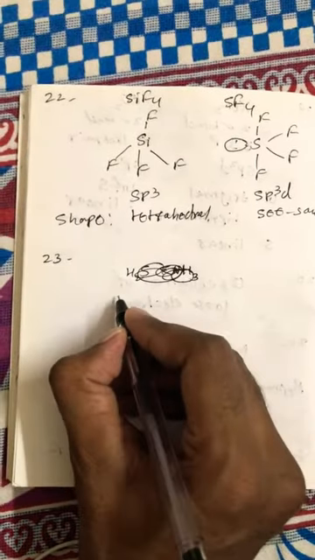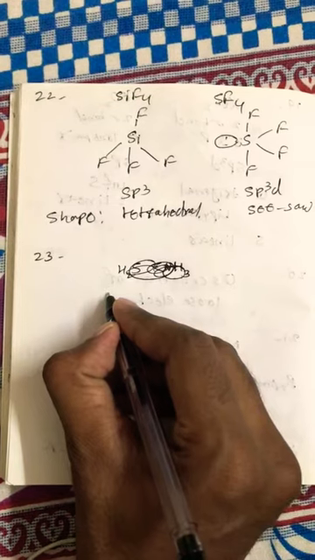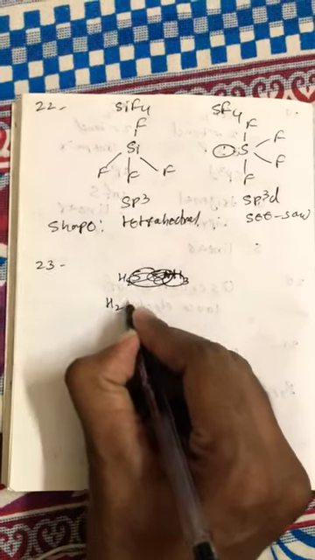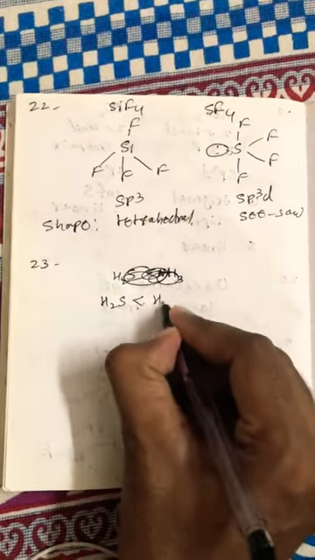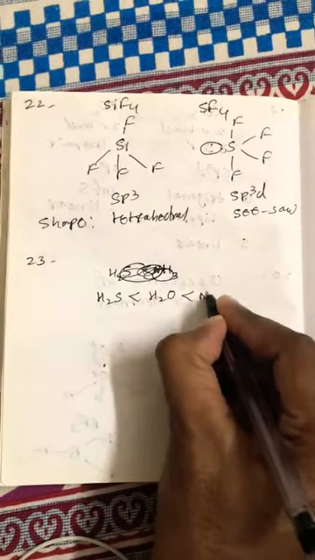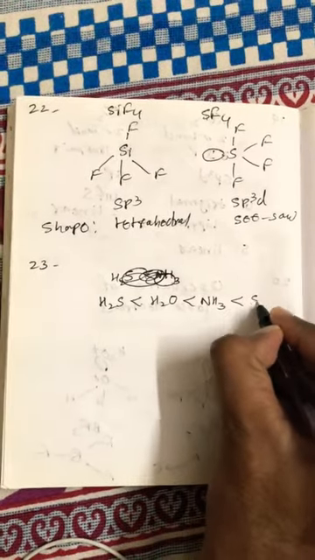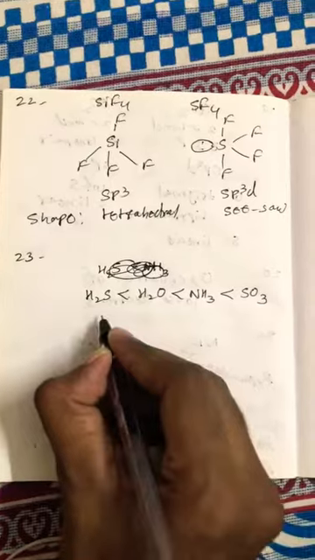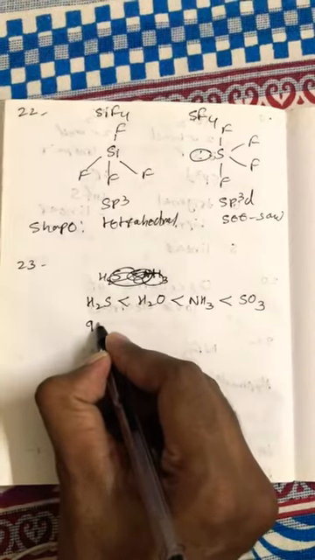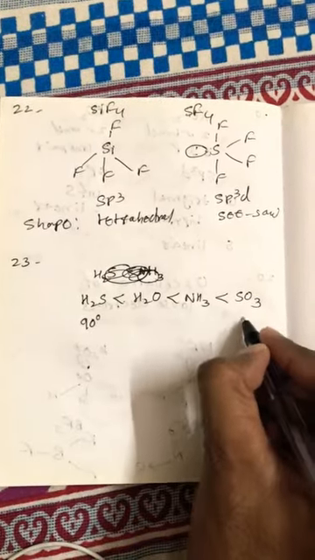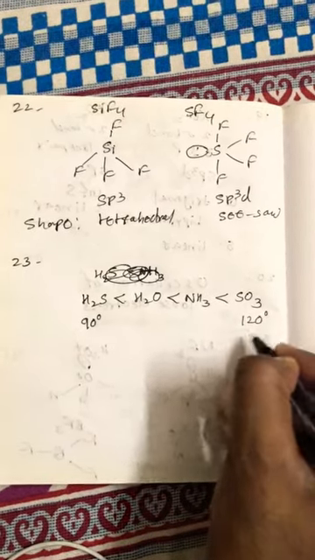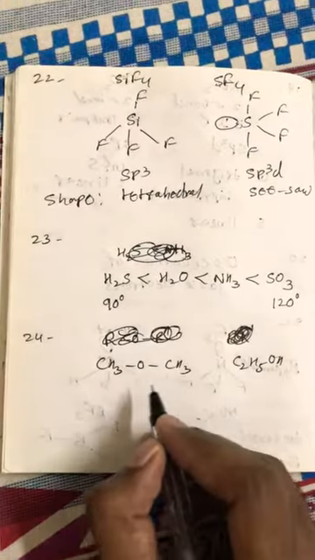Question number 23. The order of bond angle will be H2S is smaller than H2O is smaller than NH3 is smaller than SO3. In this case, bond angle is almost 90 degrees, while in this case the bond angle is almost 120 degrees.